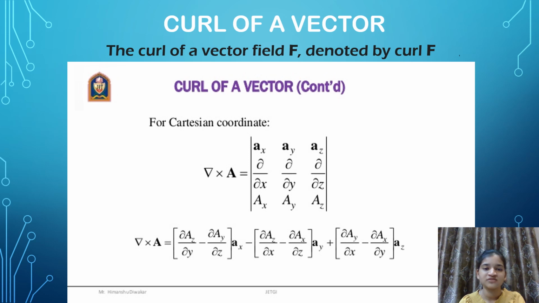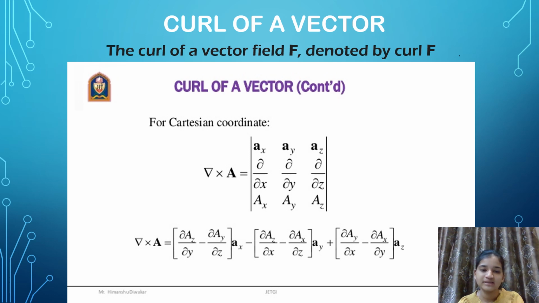Curl of a vector field, denoted by curl F. For Cartesian coordinates, we write delta cross A equals a determinant with rows ax ay az, dou by dou x, dou by dou y, dou by dou z, and ax ay az. Instead of ax ay az we can also write f1 f2 f3. And delta cross A equals dou az by dou y minus dou ay by dou z. We have to write the last two terms.